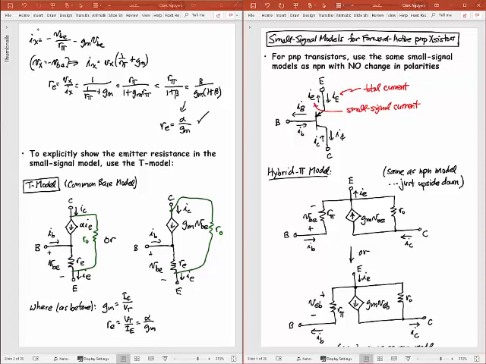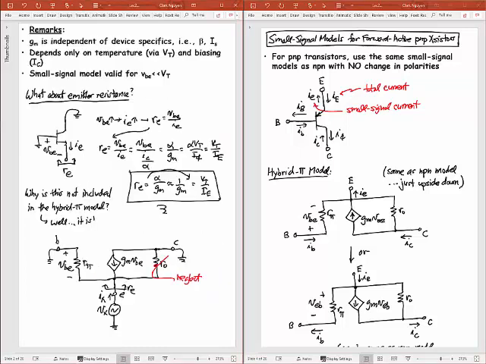That current source will still go from the collector to the emitter as long as I'm still using VBE in this direction, from the base to the emitter, when I represent my voltage controlled current source. This then becomes GM times VBE here. The R naught stays there. You can see all the directions for the currents are the same as in the NPN case.